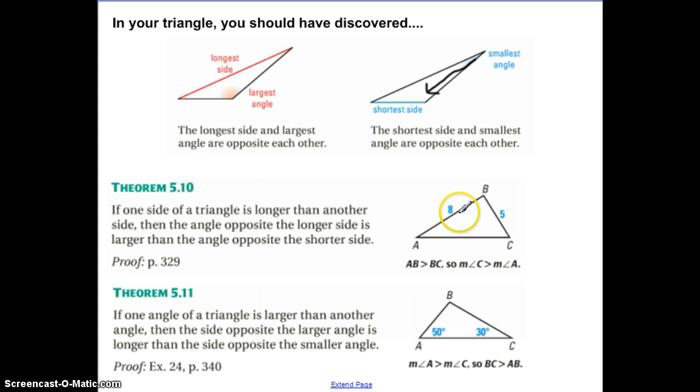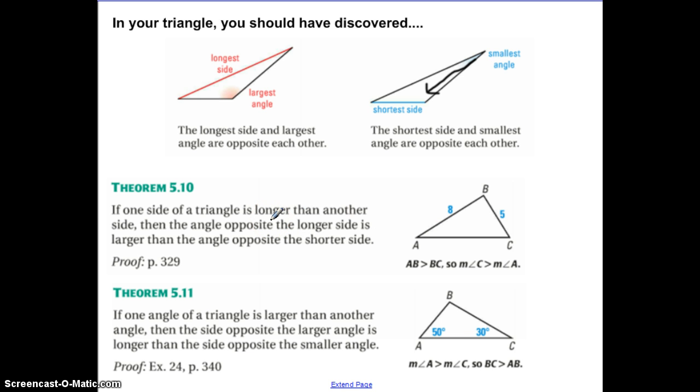Okay, so here, if 8 is our largest side, we know that angle C must be our largest angle. If side 5 is our smallest side, then we know that angle A must be our smallest angle. So AB is greater than BC, therefore the measure of C must be greater than A. Pretty much what I just said.